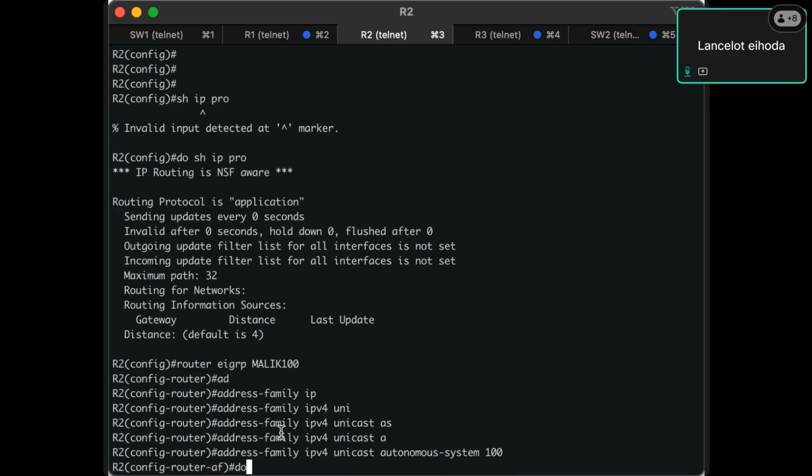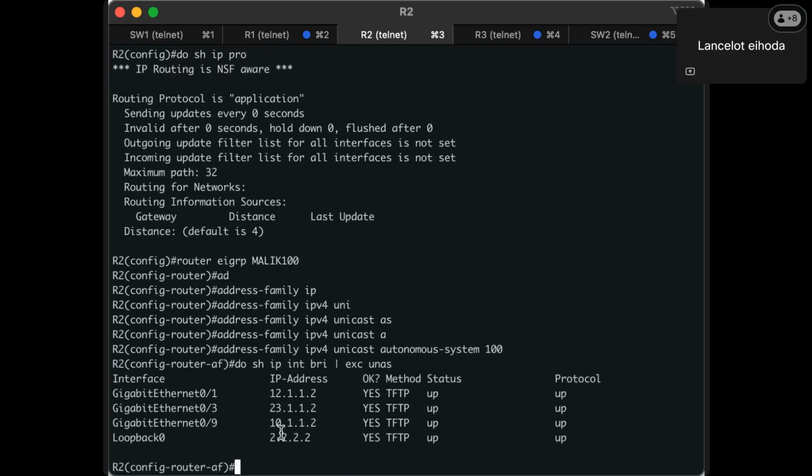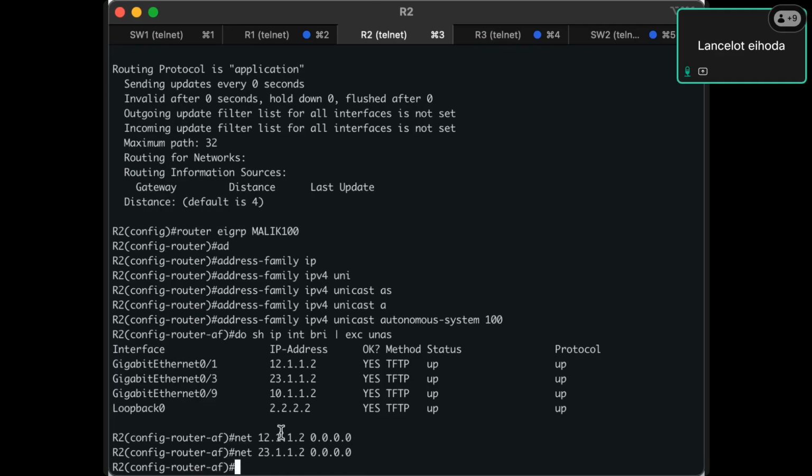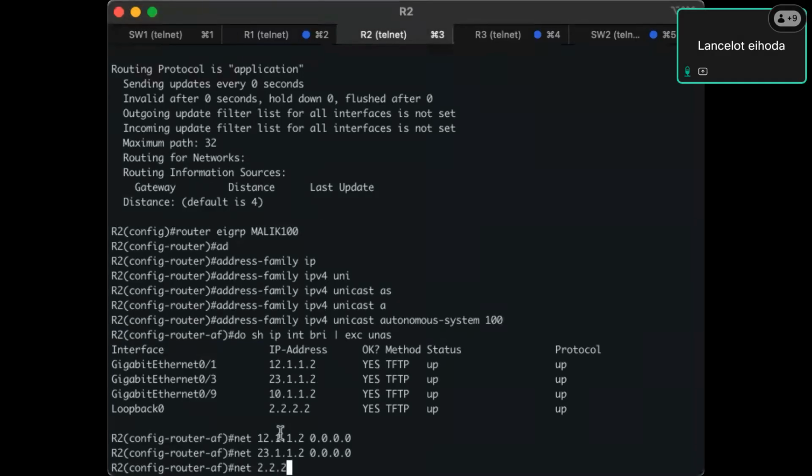So let me show ip interface brief, pipe to exclude unassigned. So our networks will be 12.1.1.2, network 23.1.1.2, and network, this is the loopback, 2.2.2.2.